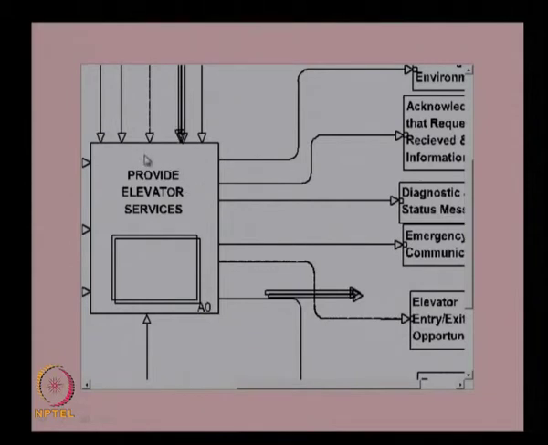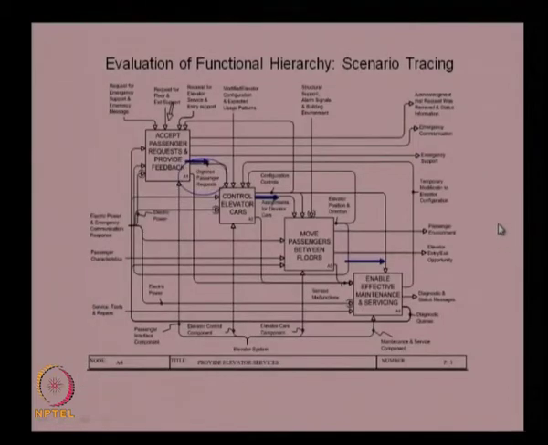But what is happening to this input within the functions or within the sub functions, and how is this input converted to an output like this? So we trace this scenario and try to find out all the functions which come in between and how this input is converted to an output. That is known as the scenario tracing, and we use that to find out the absence of any functions or overlap of the functions. Okay, so this is the A0 diagram.